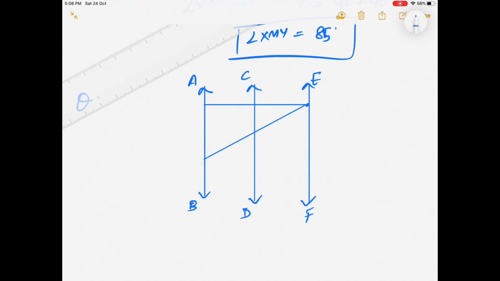Also, EA is perpendicular to AB. This angle is getting formed at AB from point E, and this angle will be 90 degrees because it's a perpendicular. If angle BEF is equal to 55 degrees, then this whole angle will be called angle AEF.